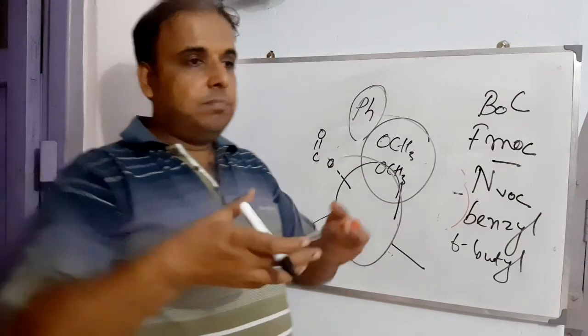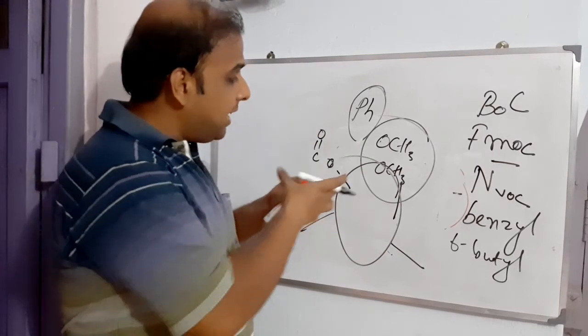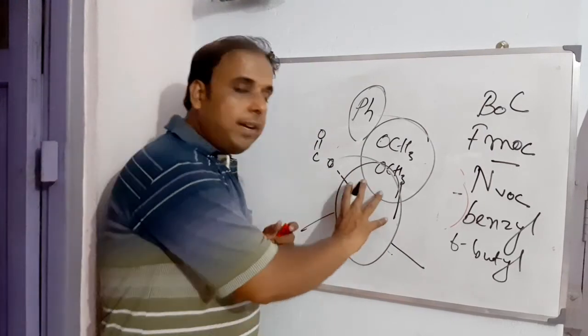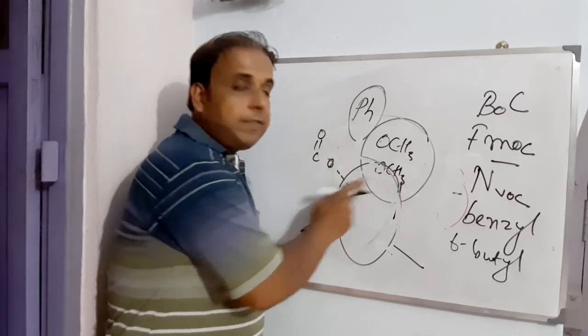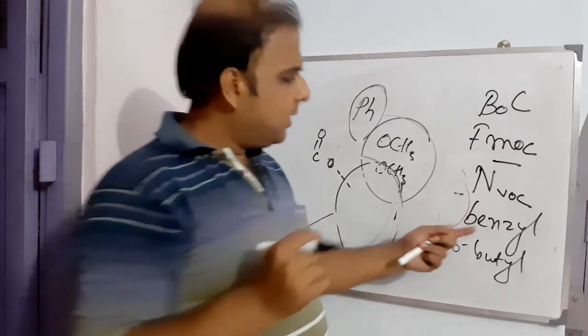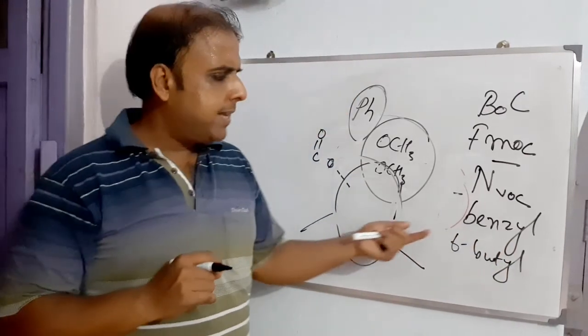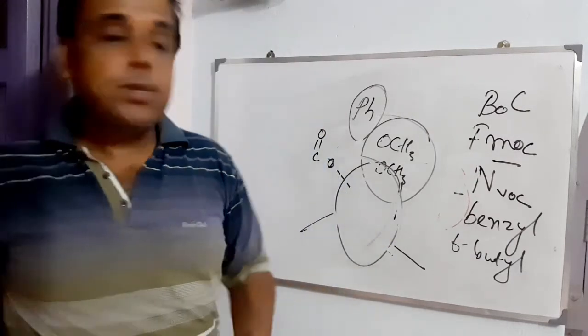So we have a nitro, we have methoxy, and all these things are being held by a centrally placed phenyl ring. So this is found to be nitroveratryl oxy. Benzyl and tertiary butyl are of less importance, but they are of use. BOC is butyl oxycarbonyl.